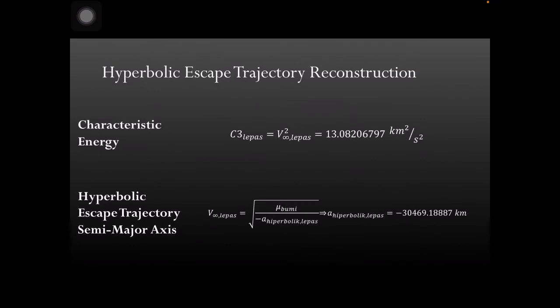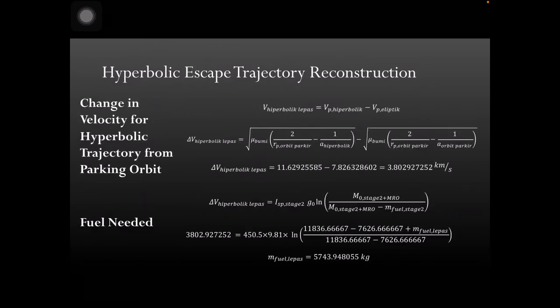The excess velocity can be used to calculate the characteristic energy, which is defined as the square of the excess velocity, and it can also be used to calculate the hyperbolic escape trajectory semi-major axis by plugging it into the vis-viva integral. After obtaining the required orbital parameters, the change in velocity needed to change the parking orbit into a hyperbolic orbit can be found by taking the difference between the hyperbolic orbit velocity and the elliptical orbit velocity, both at the pericenter. It is obtained that the change of velocity needed is around 3.80 km per second.